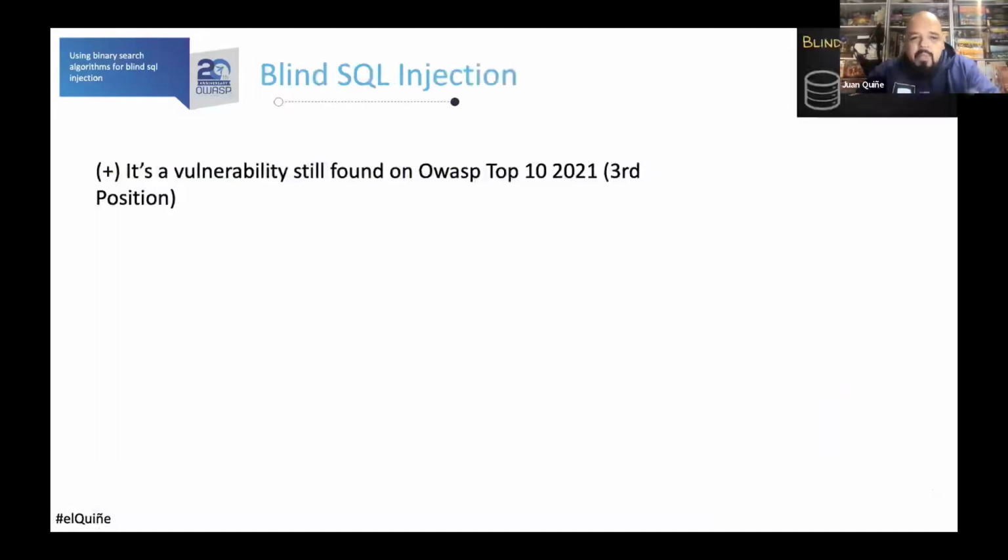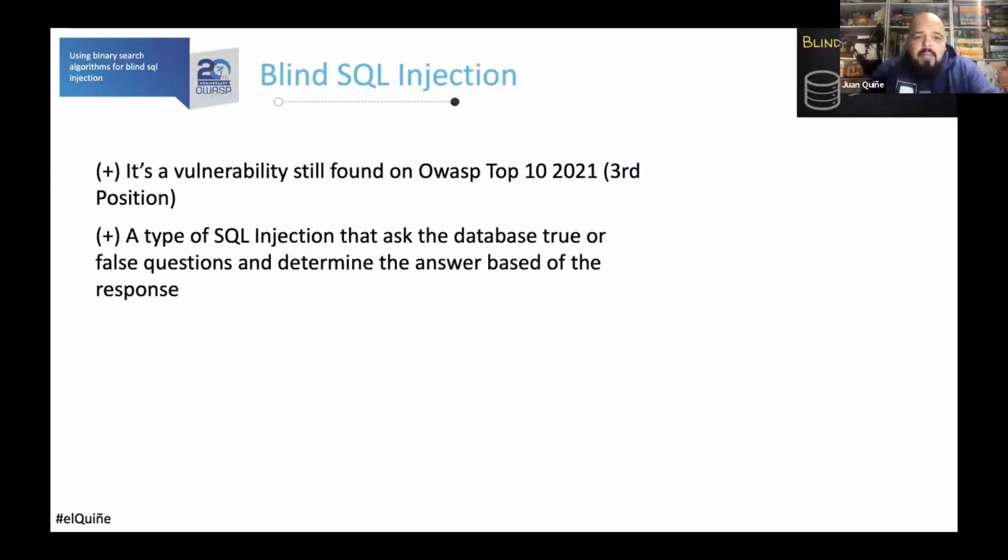It's really simple. If you go to blind, it's a vulnerability that's still found in the OWASP Top 10 2021, in the third position right now. It's a type of SQL injection attack, but you ask the database for a true or a false answer. You ask for a closed answer and try to determine, based on the answer, what the character or the data you are asking for is. I will explain it in a moment. It's a very cumbersome and slow technique.